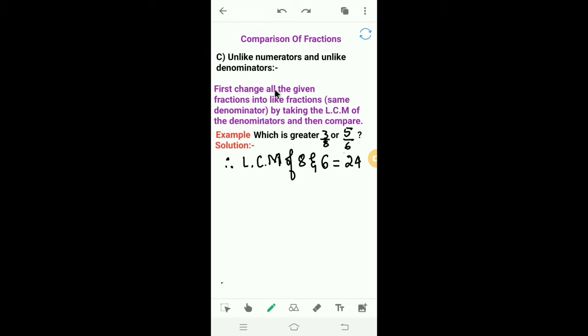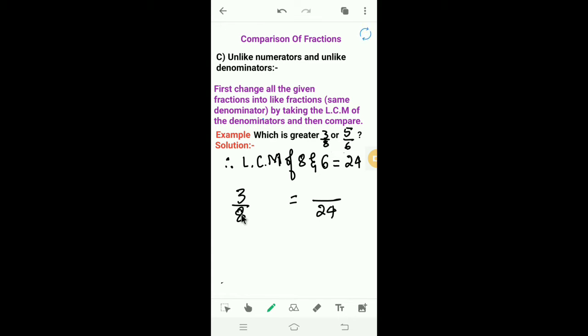Next, we have to change all the given fractions into like fractions by taking the LCM of the denominators and then compare. So, first we have to change 3 by 8 and 5 by 6 into like fractions. Like fractions means same denominator by taking the LCM of the denominators. Here the LCM of the denominators is 24.